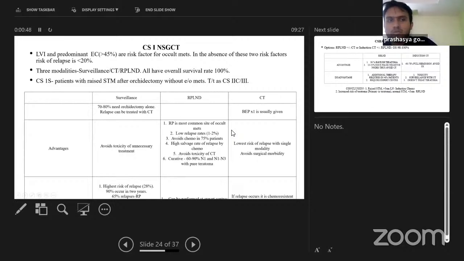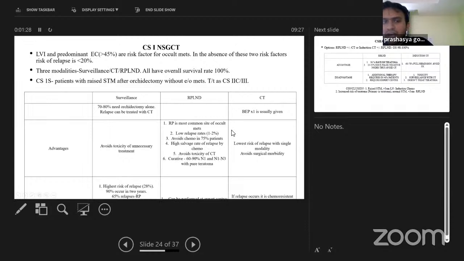For clinical stage 1S patients, in which there is no nodal or distant metastasis but raised serum tumor markers, these should be treated as we will see later for stage 2C and 3 patients. Among the three modalities, surveillance has the advantage that only 70 to 80% of clinical stage 1 patients need orchidectomy alone. If there is a relapse, it can be treated with chemotherapy. It also avoids the toxicity of an unnecessary treatment.